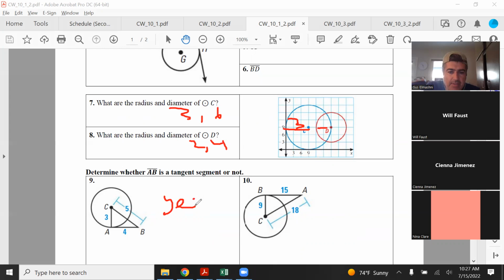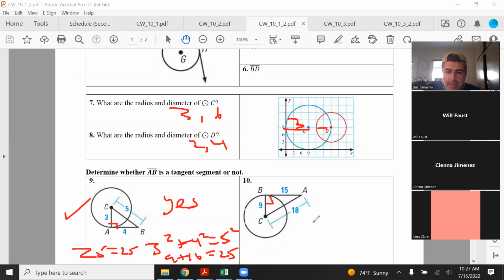This is yes. That's because 3 squared plus 4 squared equals 5 squared. So that will be a right angle, because you do get 9 plus 16 equals 25. 25 does equal 25, so A-OK there.